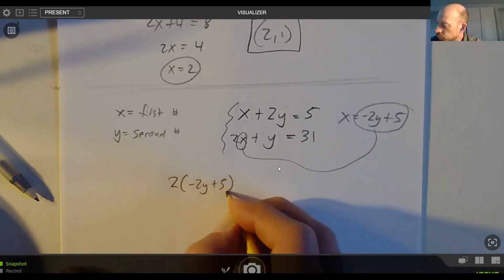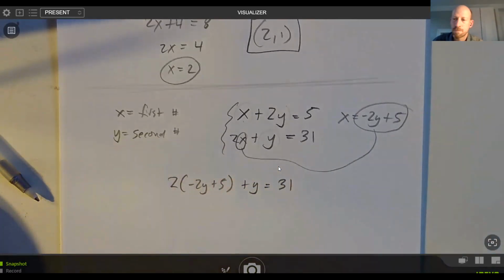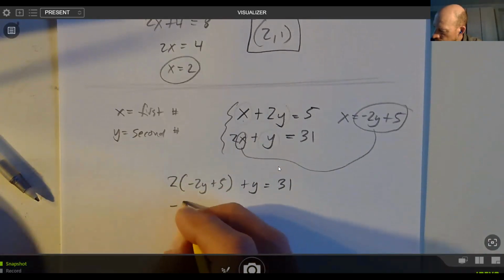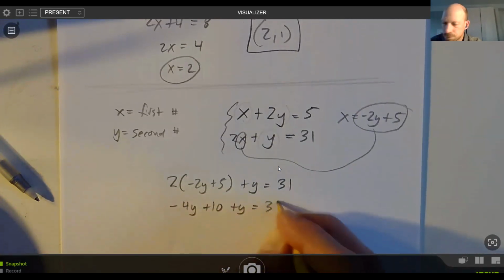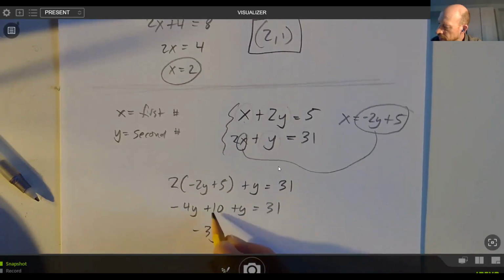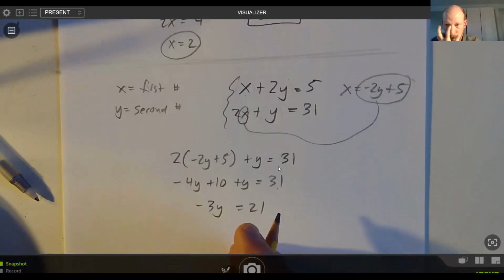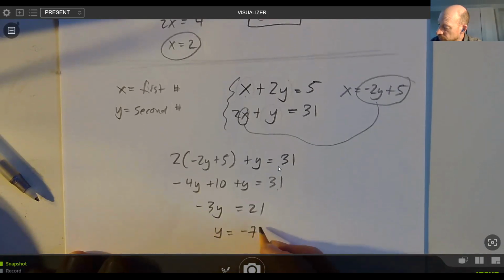Be very careful with your positives and your negatives. Any mistake, right, kind of messes up the whole problem. So I add those together and I get minus 3y. I subtract the 10. That gives me 21. So y equals minus 7.